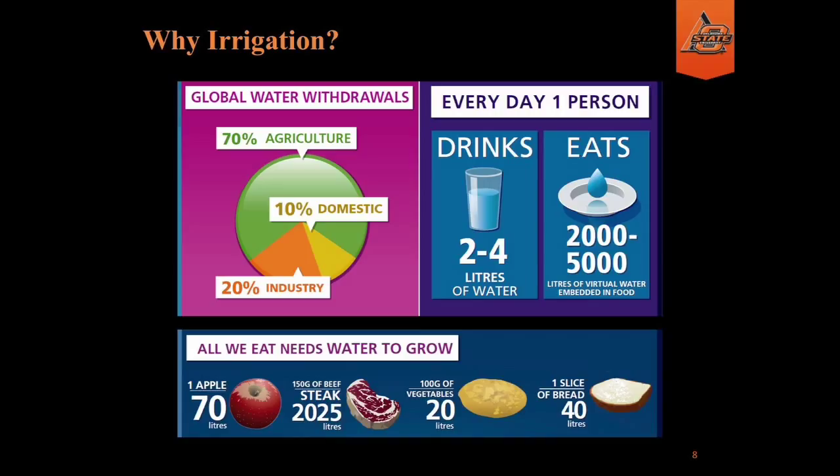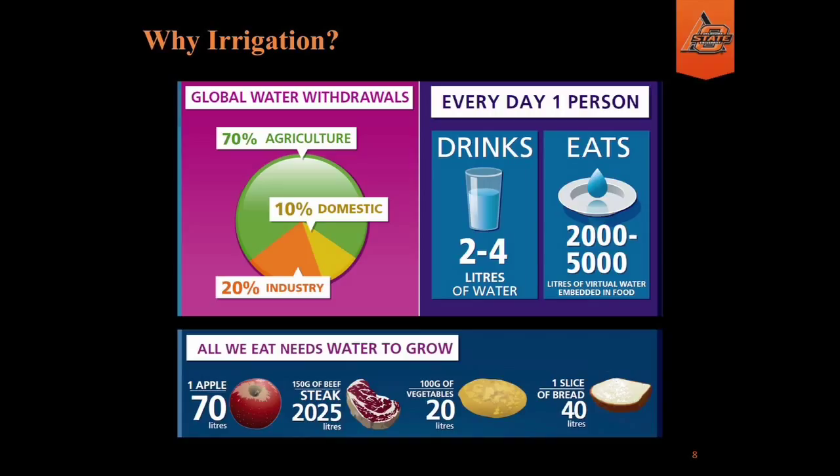Now, the water we use every day is not just the water that we drink, it's the water that we eat through the food that we eat. If you look at the amount of water that we consume, drinking is 2 to 4 liters, and 4 liters is 1 gallon. If you look at the amount of water that we consume through all the foods that we eat, it's a lot more than that.